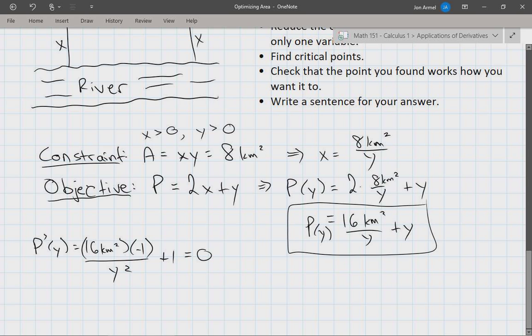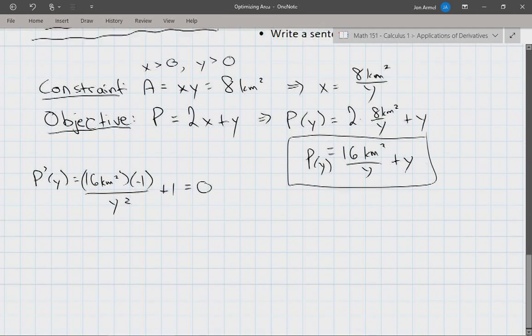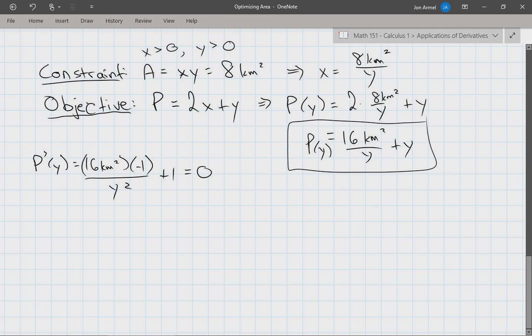Now we have to solve this for y, right? Okay, so I'm going to take this minus term here, that is really a minus 16 in the numerator, and I'm going to add it to the other side. So I get 1 equals 16 over y squared. This is 16 square kilometers. Multiply the y to the other side. So I get y squared equals 16 kilometers squared.